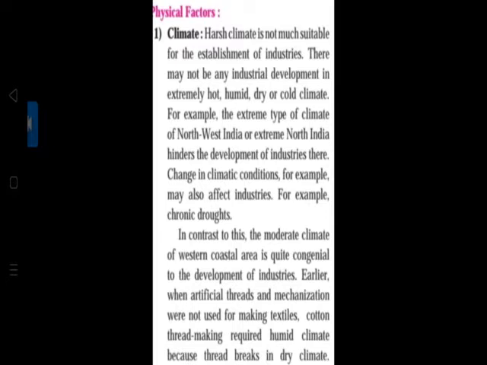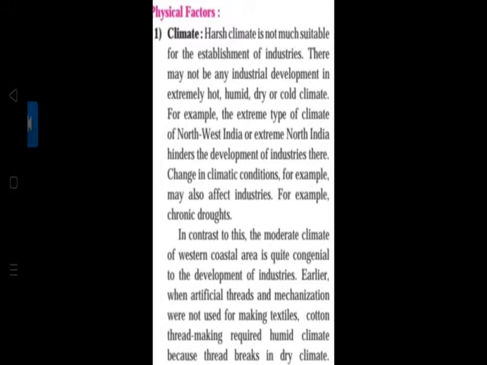In contrast to this, the moderate climate of western coastal areas is quite congenial to the development of industry. Now there's a part of India, the western coastal areas, which is the west side and the coastal areas adjoining those, that is quite conducive for the development of industry.